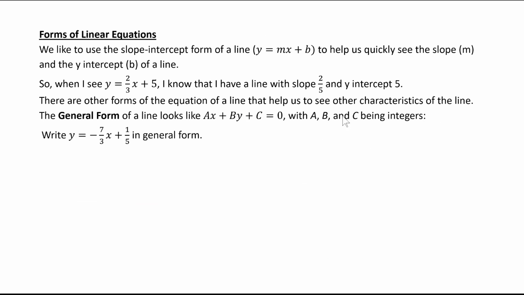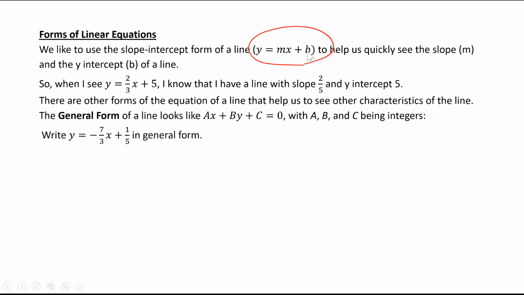All right, moving on to forms of linear equations. You've probably seen these before. We like to use the slope-intercept form of a line, y equals mx plus b, to help us quickly see the slope, m, and the y-intercept, b, of a line. So that's pretty much our preferred way to think about the equation of a line, because it's easy to work with, and it's very useful for all kinds of different situations where we know different pieces of information about the line. So when I see y equals 2/3 x plus 5, I know that's a line because it's a linear equation. The highest power on x or y is 1. And I know that the slope is 2/3 because that's the coefficient of x, that's m. And I know that the y-intercept is 5 because the constant b is 5.